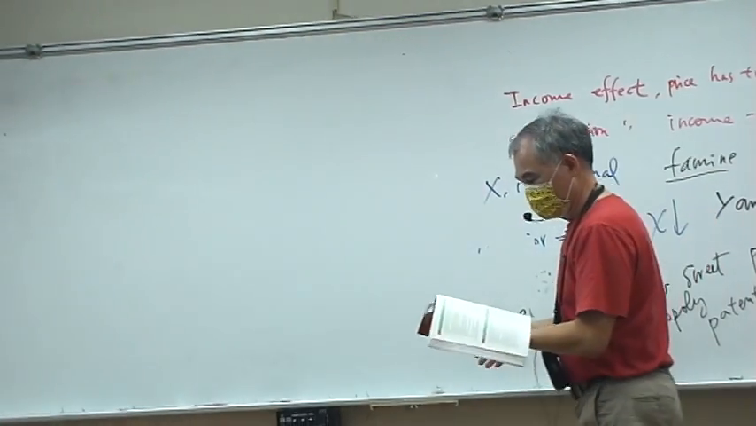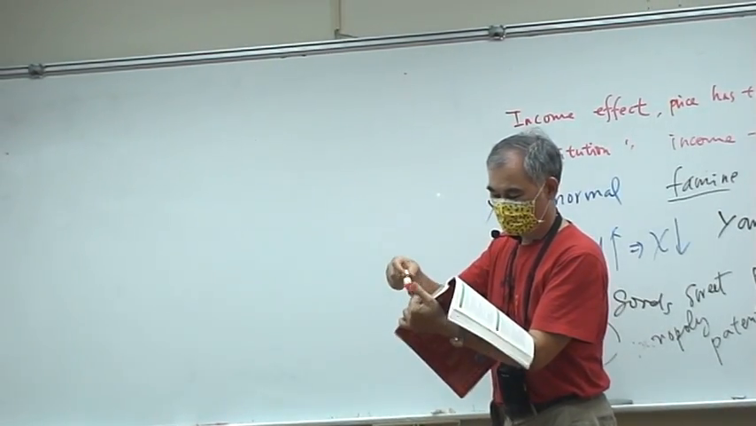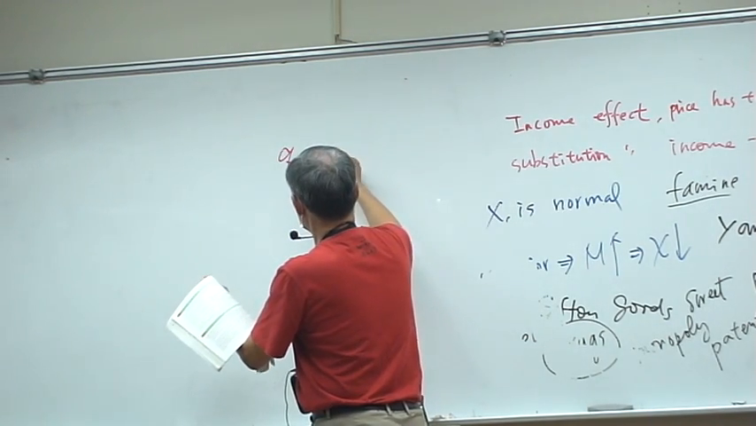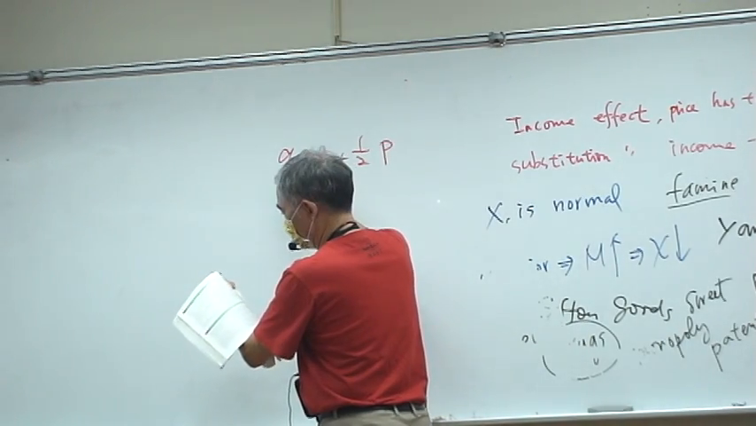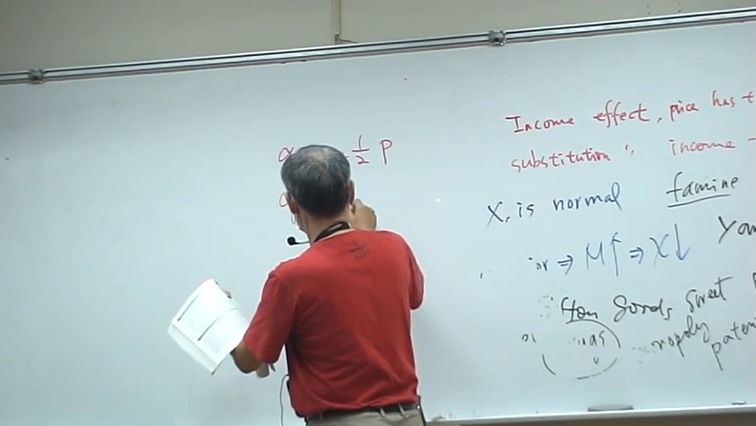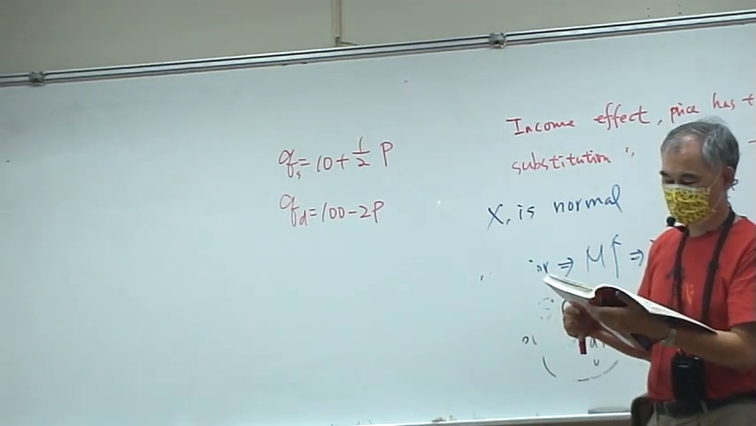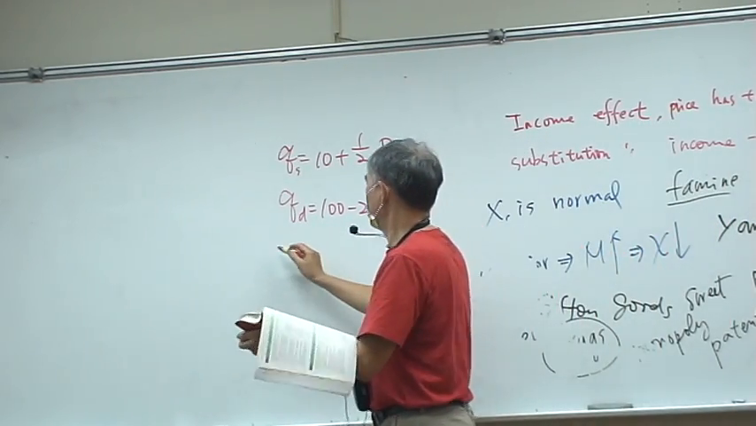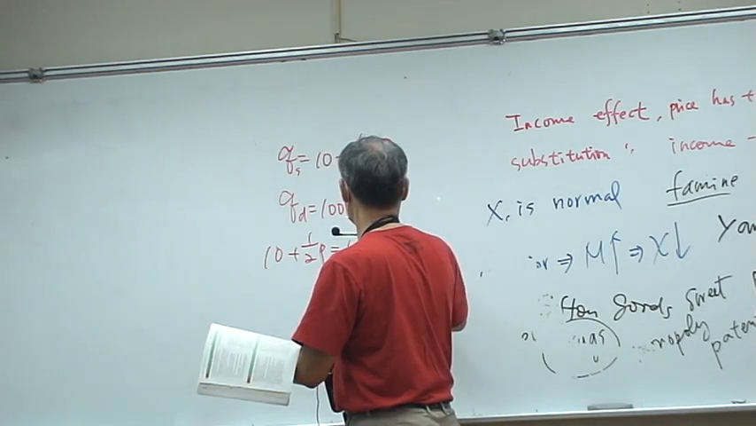Okay, good, thank you. So in the exam, we'll have a question like this. Okay, so you have Q is equal to 10 plus 1/2 P, and here is S, and here is D, Q equals 100 minus 2P. So in the exam, we will have a question like this. First question, solve for equilibrium price and quantity, okay? That's easy.